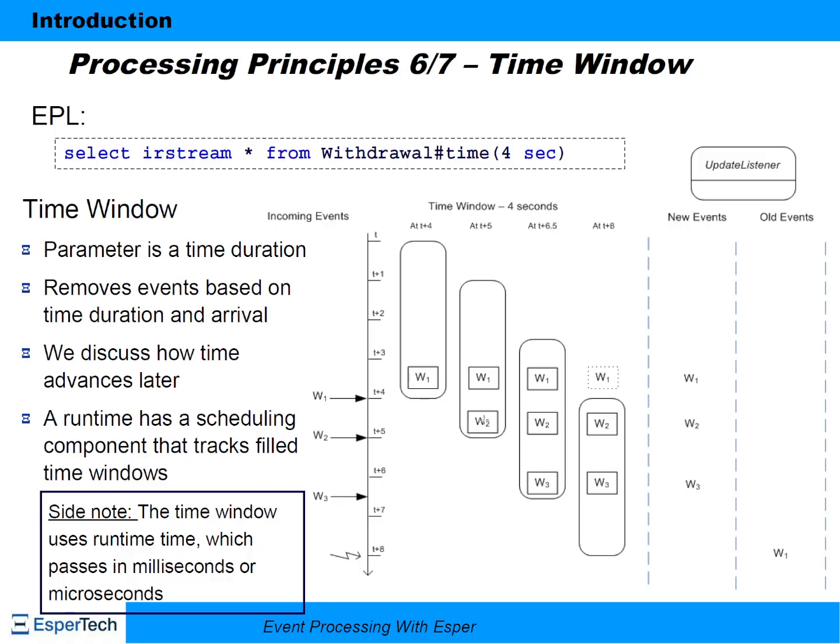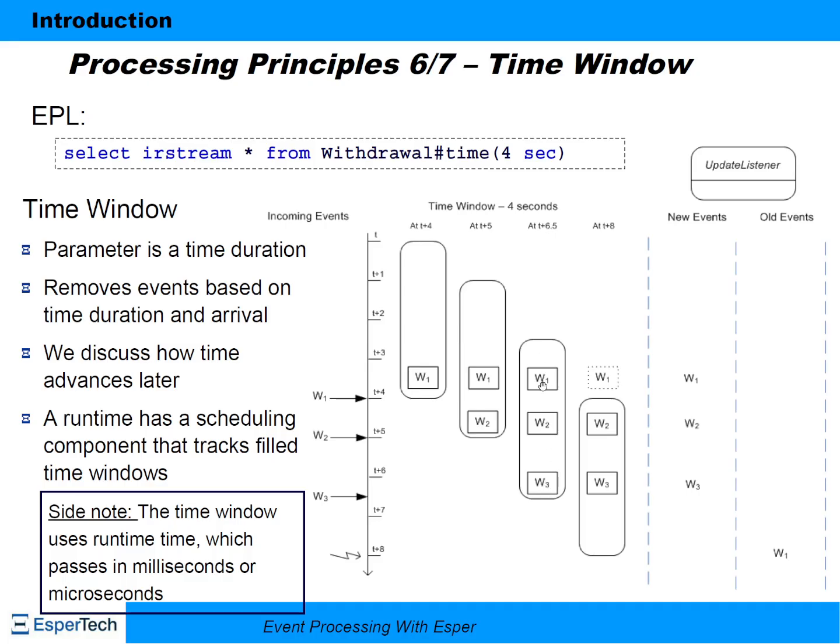Assume that at time t plus 6.5 seconds, withdrawal event 3 arrives. The runtime adds the event to the time window, and outputs the withdrawal event 3. At that point the time window logically tracks events between t plus 2.5 seconds and t plus 6.5 seconds.